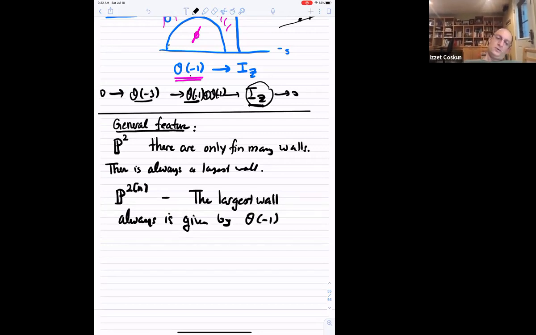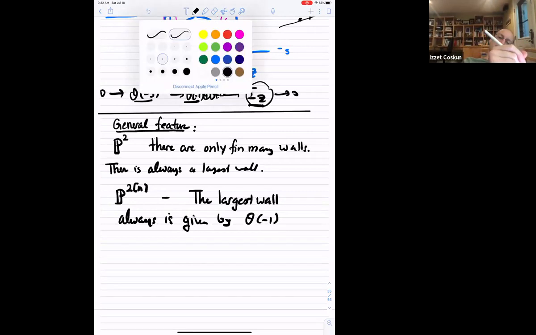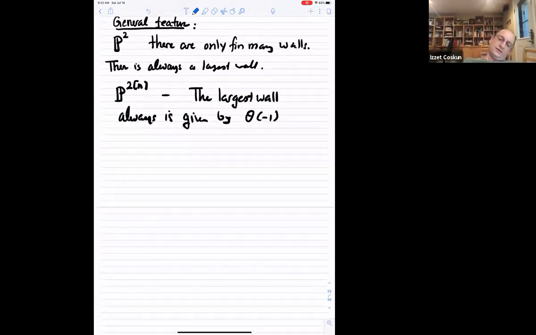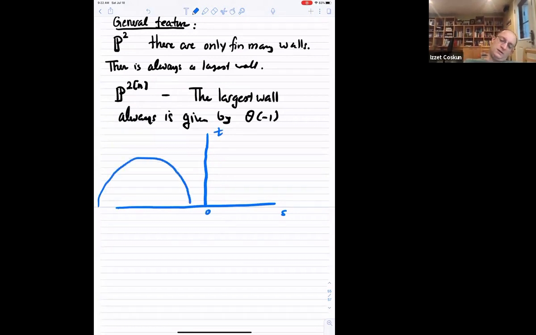So in other words, when I'm drawing this picture, here is my S, here is my T, here is the origin. There is always a largest wall given by O of minus 1 mapping to IZ that destabilizes it. And that is always the largest wall. So what does that mean? Let's reinterpret what that means.